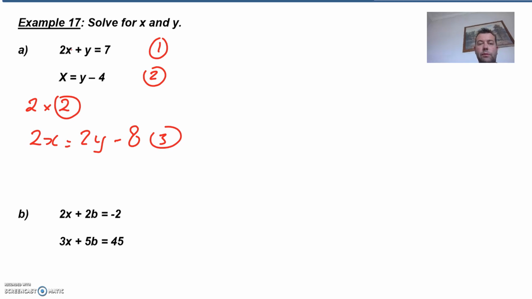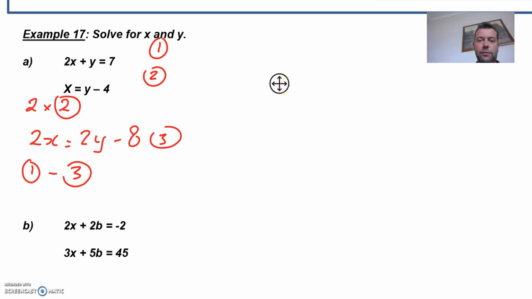So what I want to do now is subtract one of those equations from the other. I'm going to say now, 1 minus 3. Take equation 1 and take equation 3 away from it. So equation 1 is 2x plus y, 2x plus y minus 2x. Right, that's the left-hand side. My right-hand side now, the first one is 7.